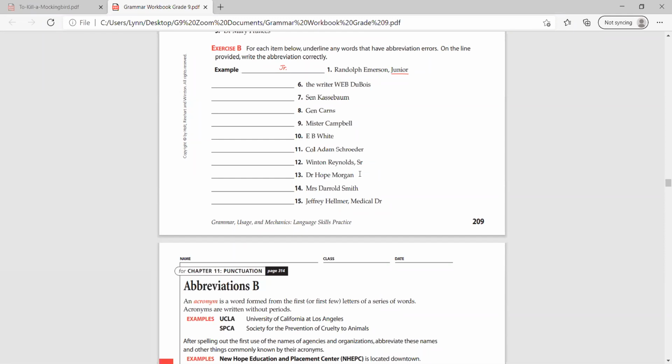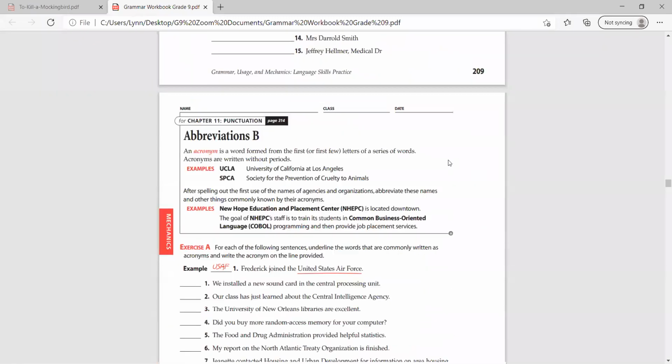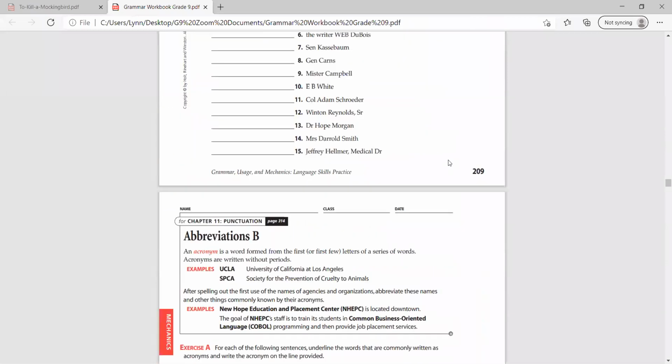Okay. All right, number 13. We'll put a period after doctor. Correct. 14, put a period after Mrs. Correct. And for 15, we'll abbreviate medical doctor to MD and put a period after M and after D. Correct. Good job, thank you, Jenna. You're welcome. Okay, on the next page, 210.